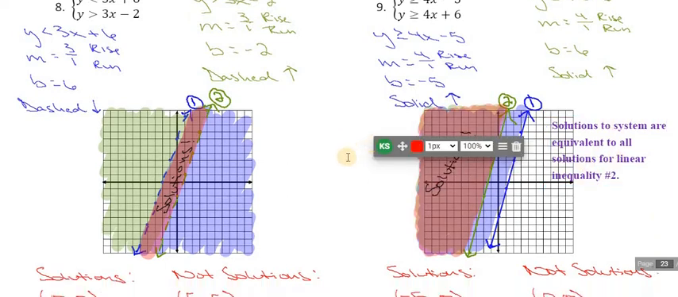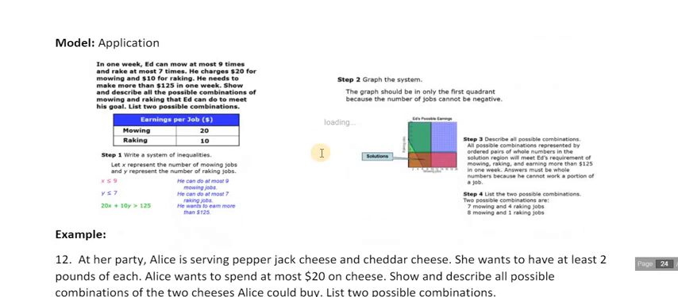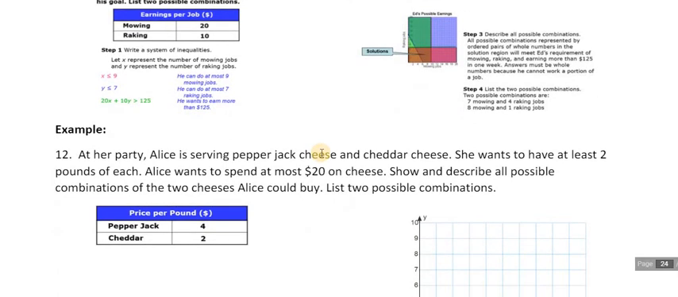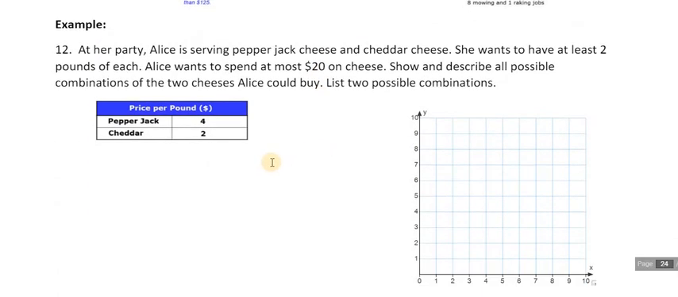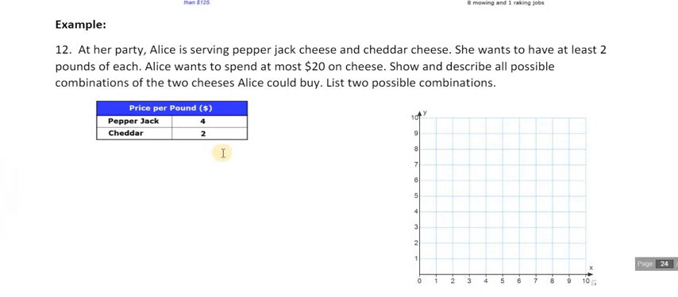All right, so we are going to move past numbers 10 and 11 and wrap up with our word problem. So the word problem says, at her party, Alice is serving pepper jack cheese and cheddar cheese. Okay, so we've got two different types of cheeses. She wants to have at least 2 pounds of each.